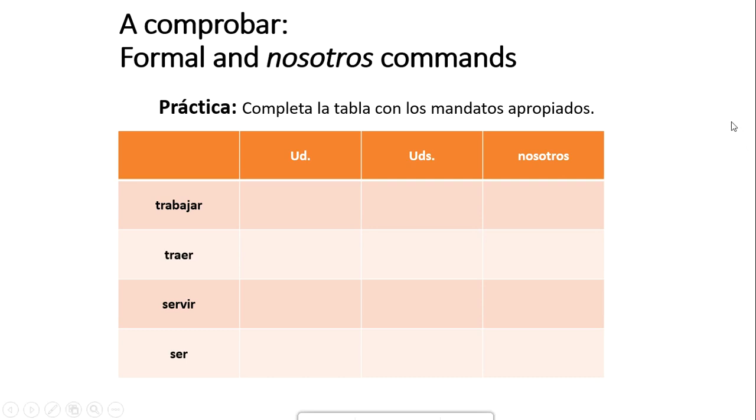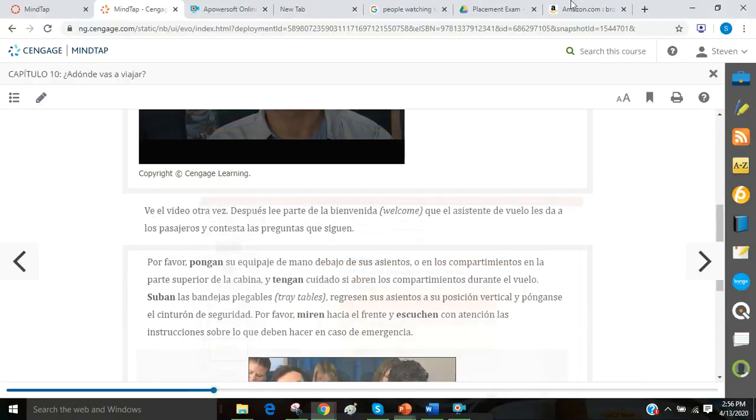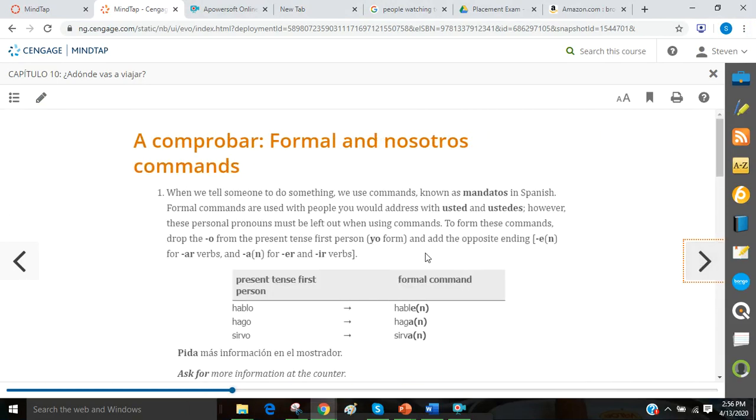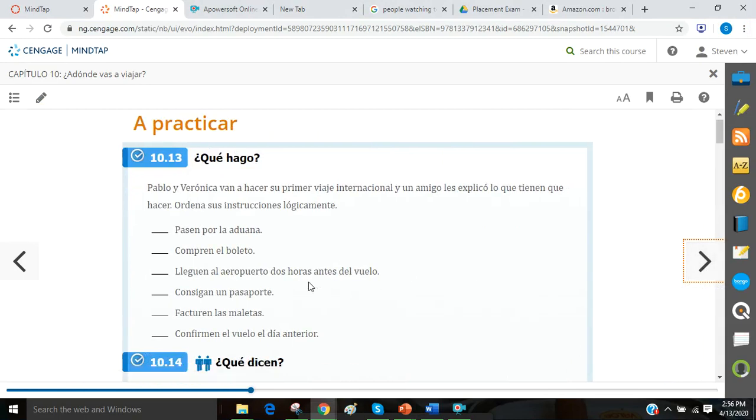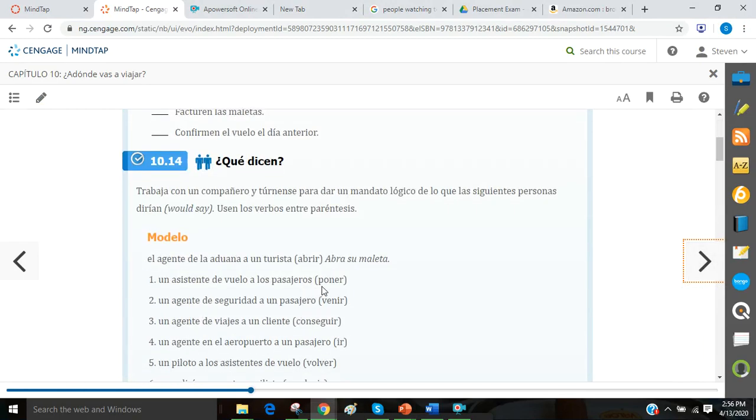And when you're ready, we're going to go to page 325, página 325. Perdón, 326 en el libro de texto. And we are looking at activity 10-14. Dice, trabaja con un compañero y túrnense para dar un mandato lógico de lo que las siguientes personas dirían. Usen los verbos entre paréntesis.